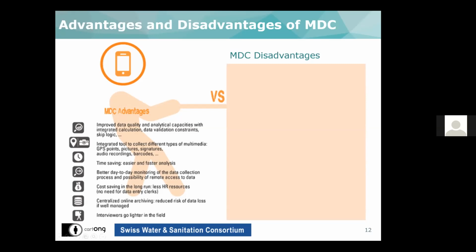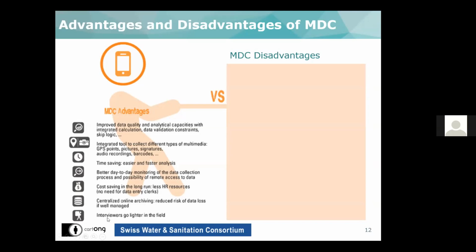Another advantage is that you would have a centralized online archiving. You have a reduced risk of data loss if it's well managed. So you can centralize the data in one place, you can archive it there, and you can store it, compared to having your paper-based data collection stored physically in one place, and then you have a fire and then everything goes into ash. Well, that cannot happen with mobile data collection, as this is centralized in one place. You could make a copy of it somewhere else, but it's going to be there. It's going to stay there. It's not going to be altered.